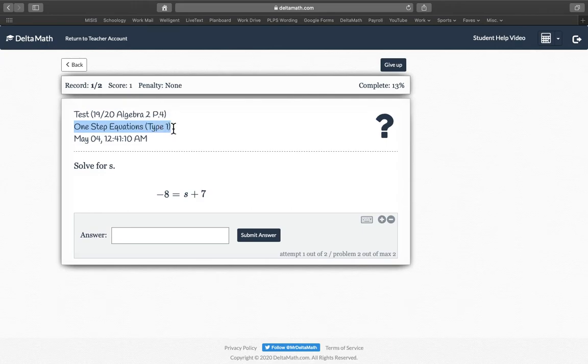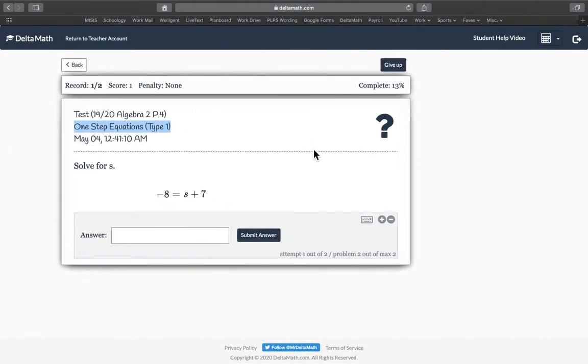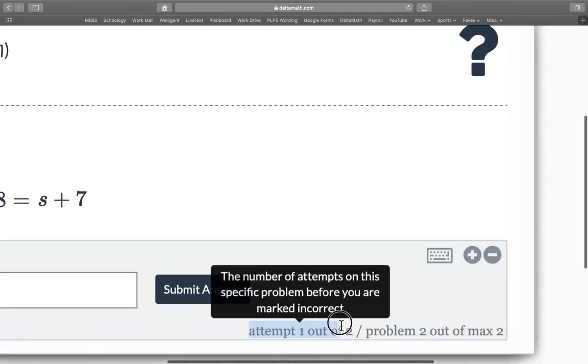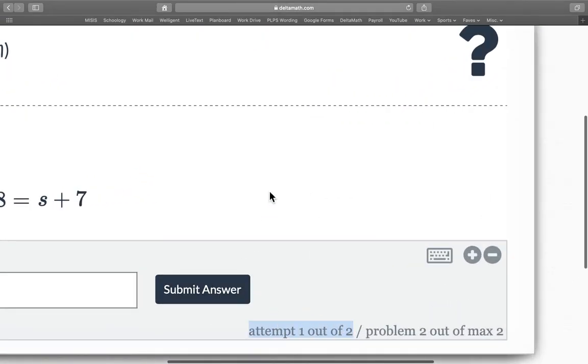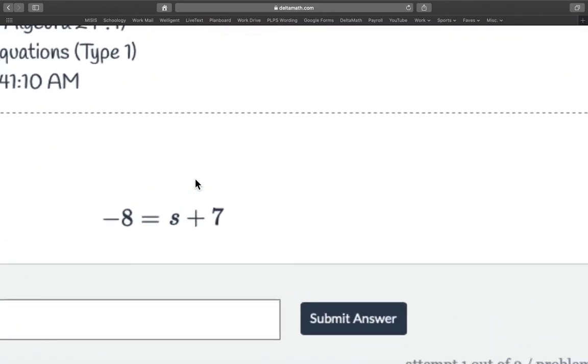In this case, this is practice, so this is one-step equation. You're not going to get any more chances to get any more problems right. This is your second problem, right? But you are going to get 2 chances, 1 out of 2. Right now, this is your first 1 out of 2 attempt. You are going to get 2 chances to solve this problem.